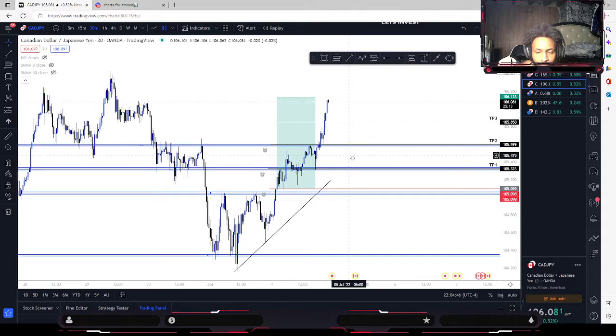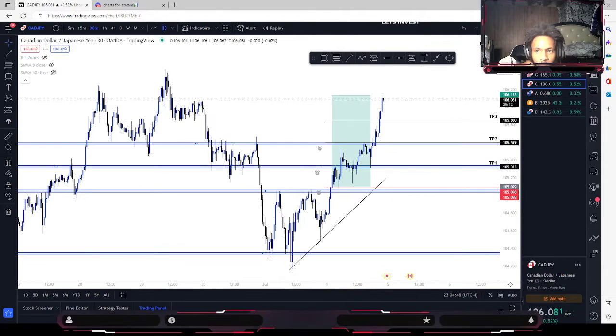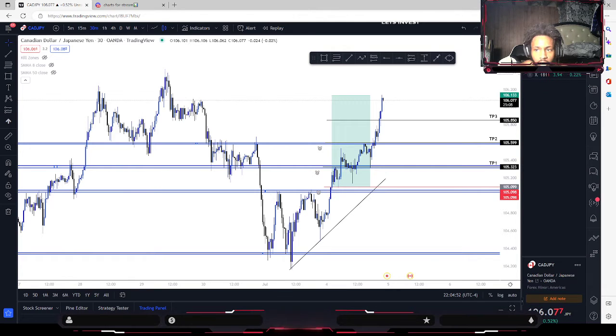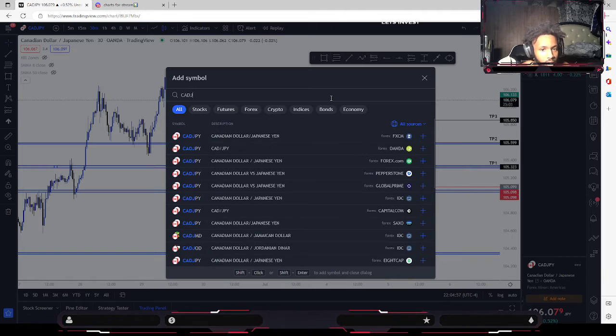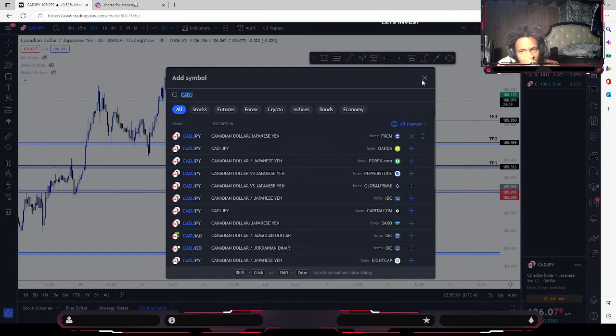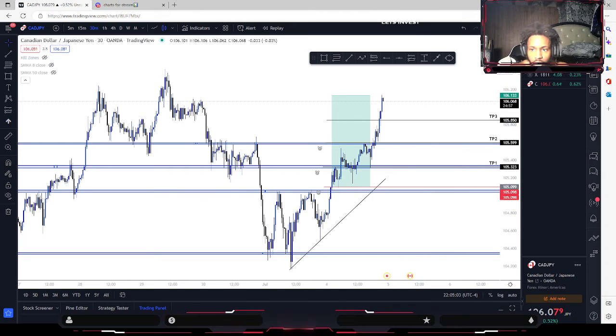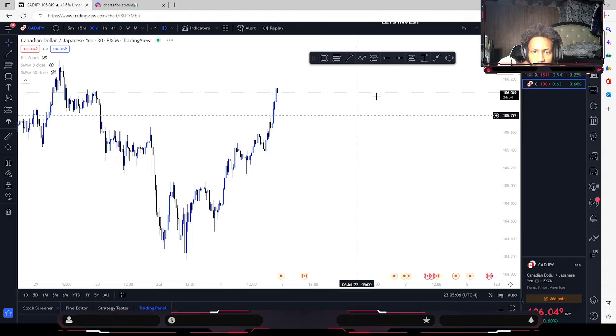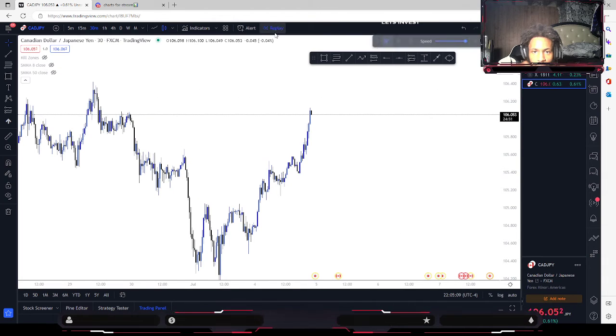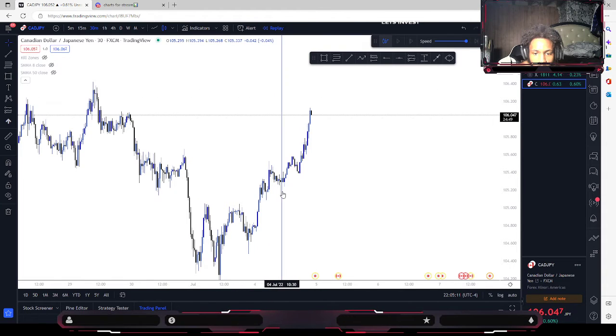Now I'm going to get into what I saw, and I'm going to do the breakdown. Let me add this pair here, CAD JPY. I already used it on the chart, so I need a different chart. When I got on the charts, it was around 1:30. So let me put on bar replay and rewind to around 1:30 a.m.